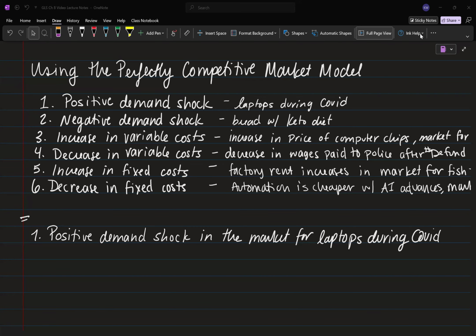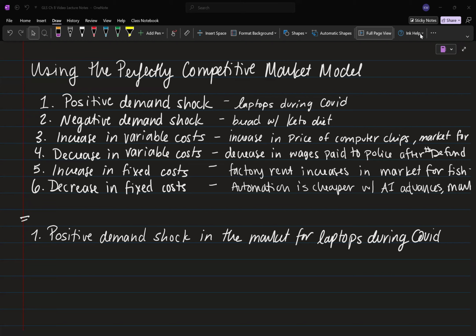In this video, we're going to go through some practice examples using the perfectly competitive market model. So both the market graph and the representative firm graph used together. All right, we're going to go through six examples. It's the 6 types of shocks you might see on an exam or in an assignment.